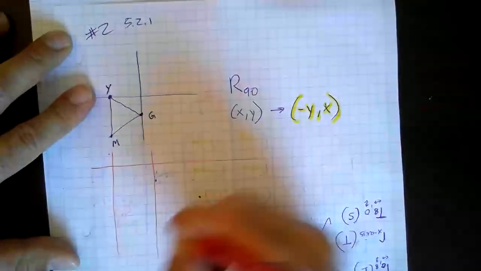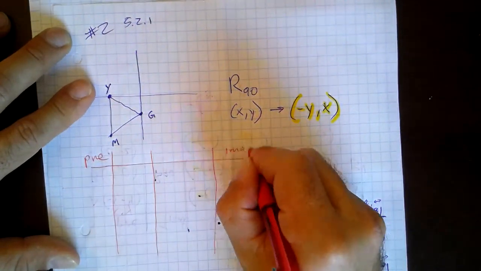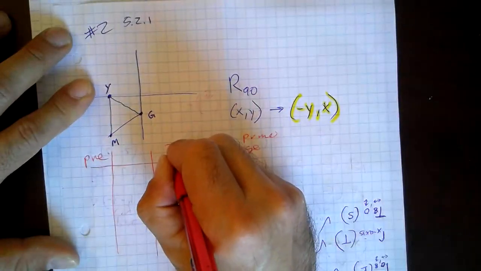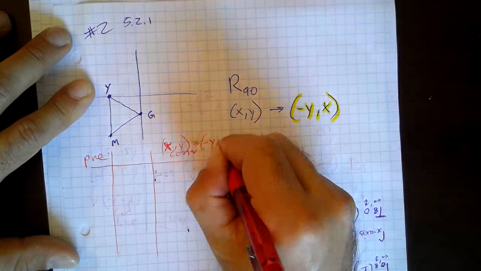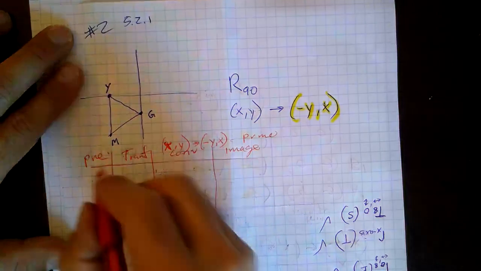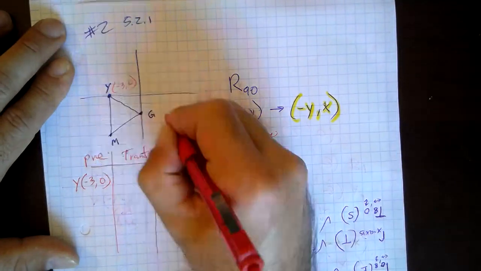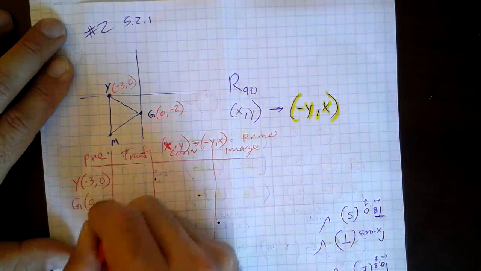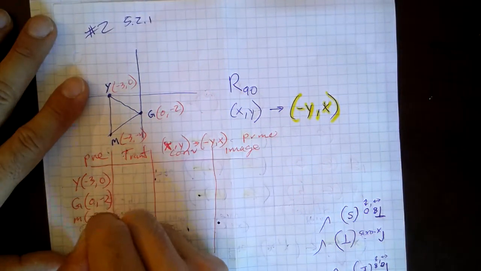a table. So we have the pre-image, we have the image, which is our prime, we have our conversion, which is that we're going to convert (x, y) to (-y, x), and we have our transformation that we're going to list here. Let's go ahead and list real quick because we're running out of time. Y is at (-3, 0). G is (0, -2). You might have to watch this later. I'm going to go quicker than I usually go. M is (-3, -4). So here are our 3 points.